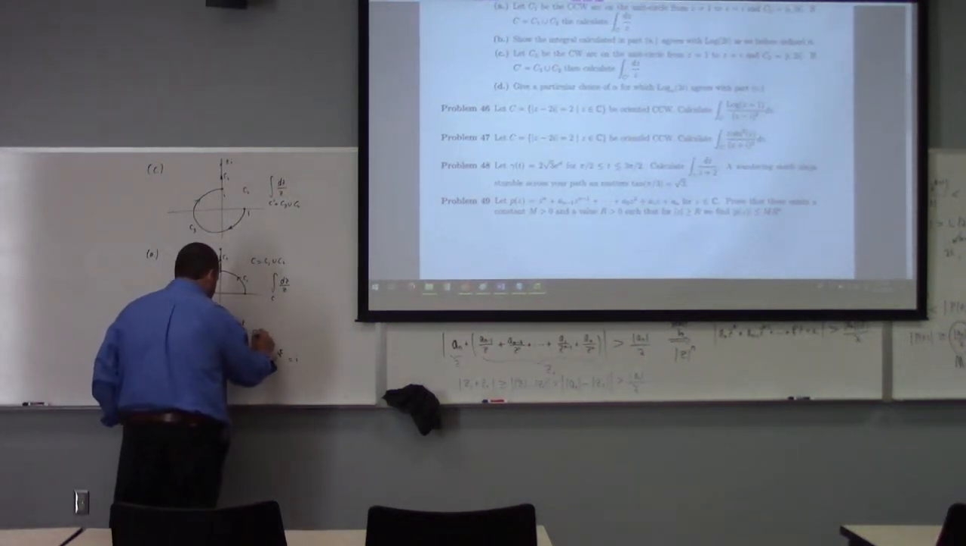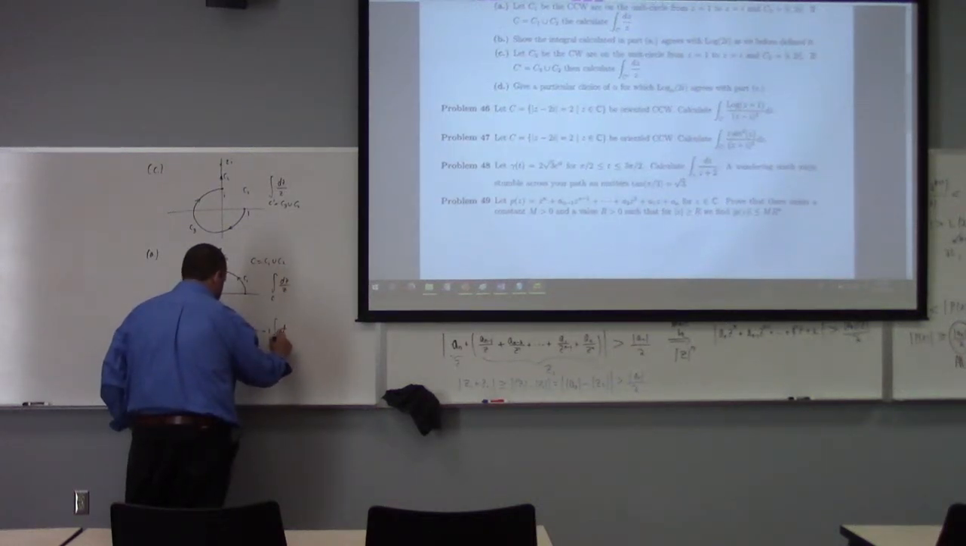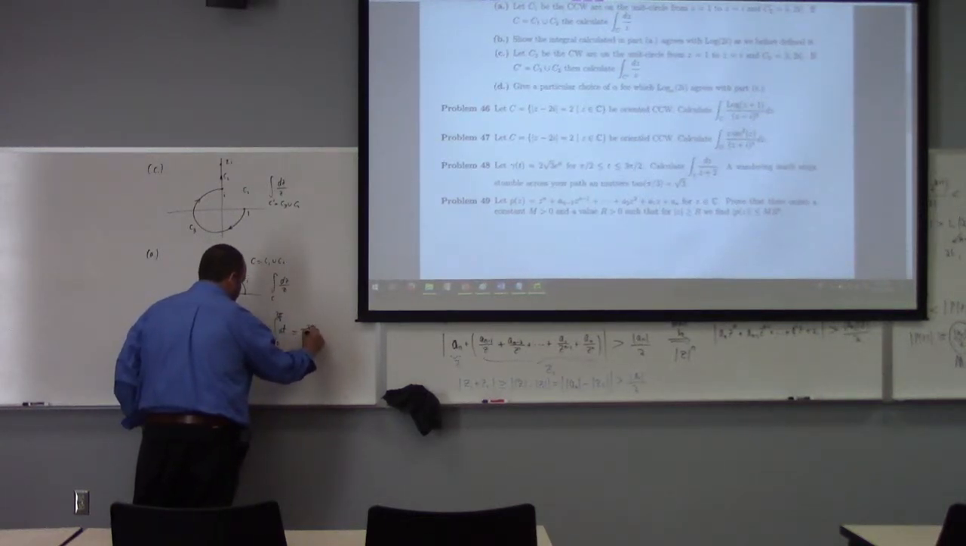And so we're left with minus i times the integral of dt from 0 to 3π/2, which I believe would be minus 3πi/2.